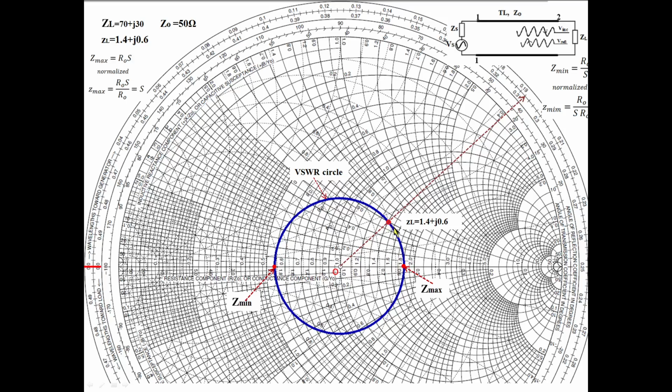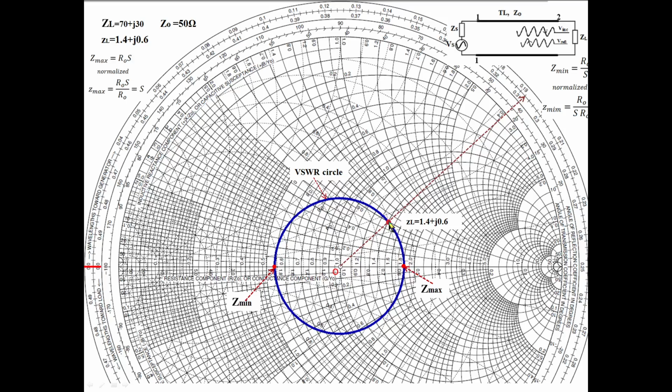So while moving like this, we observed the maximum value of impedance is here. This is the maximum value we observed, and we got that value also as 1.8, the normalized value. And we can also find out at what distance this is from the load.